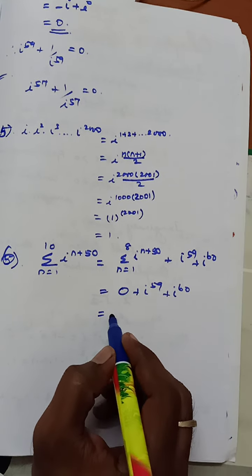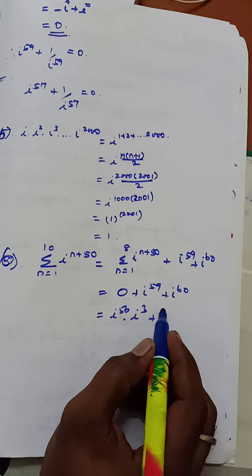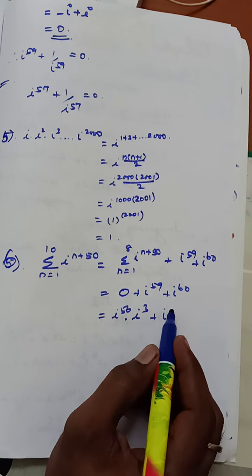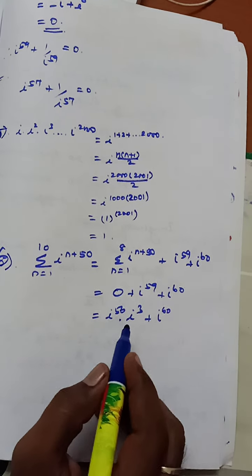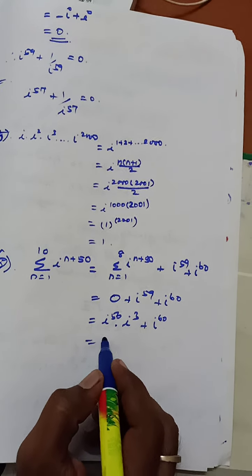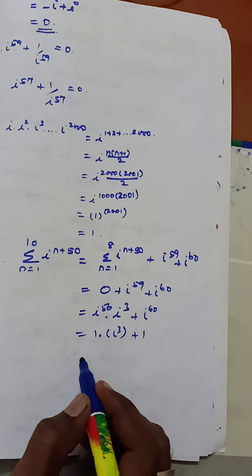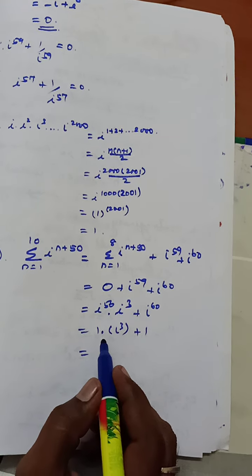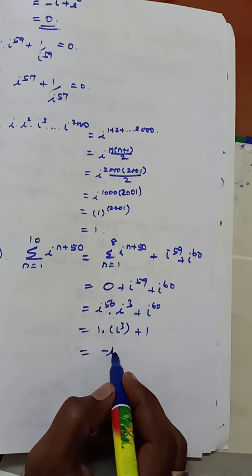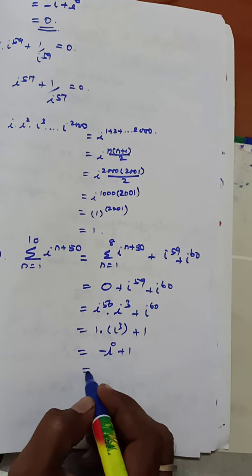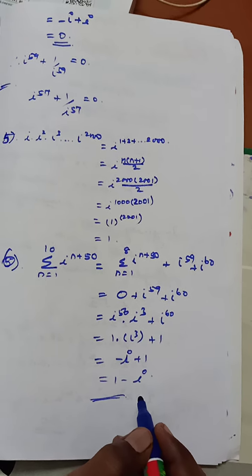What is your i power 59? i power 56 into i power 3, plus i power 60. 60 is a multiple of 4, so i power 60 becomes 1. So it is i power 56 into i cube, plus 1, and again it is i power 3, that is minus i, plus 1, which is equal to 1 minus i. That's it, your exercise 2.1 is over.